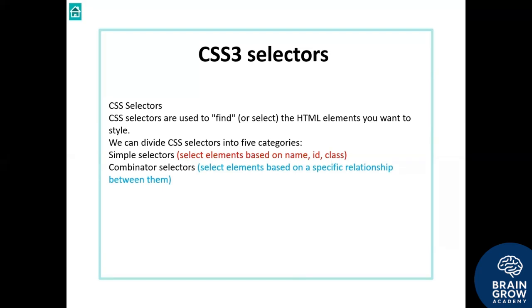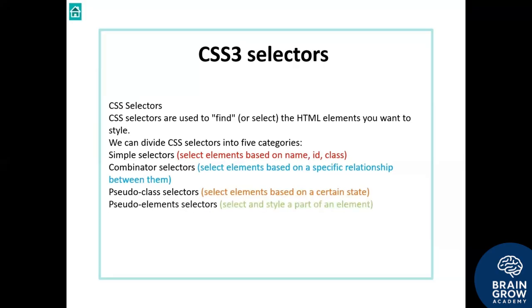Next, we have the pseudo class selectors. So they are advanced selectors and select elements based on a certain state. So we'll discuss them later in the lesson. Number 4, we have pseudo elements selectors. So they select and style a part of an element. Number 5, attribute selectors. So that's the 5th one. They select elements based on an attribute or its value. So we'll talk about all these selectors later in the course. Do not worry about it for now.